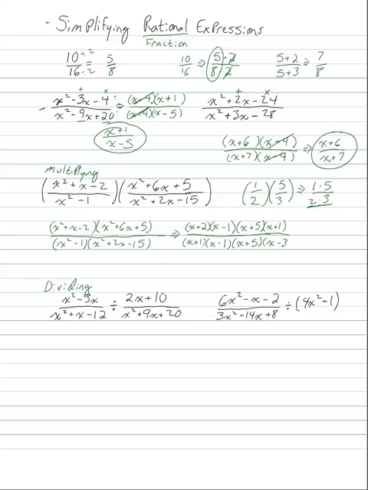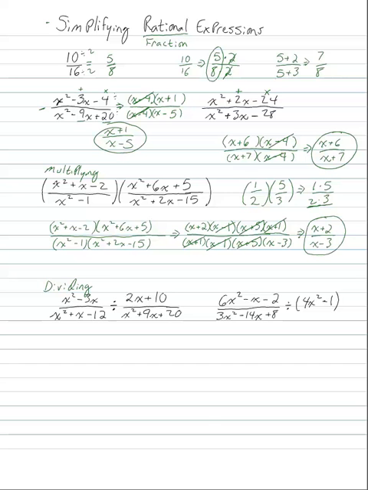And I'm going to see what can cancel. So x plus 5 over x plus 5, x minus 1 over x minus 1, and x plus 1 over x plus 1. So I'm just left with x plus 2 over x minus 3.